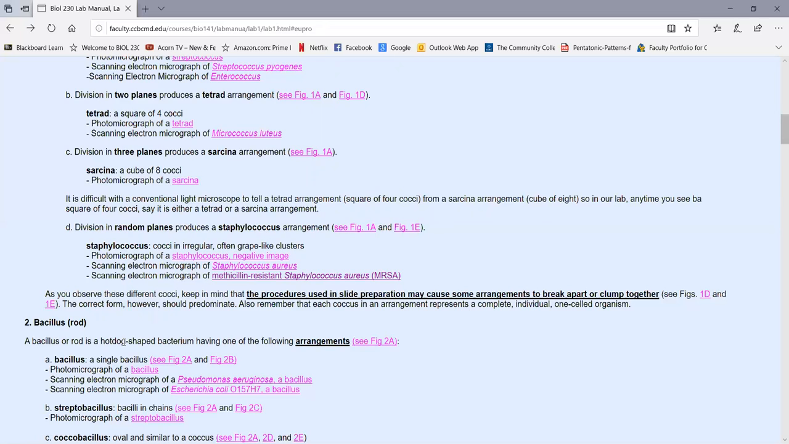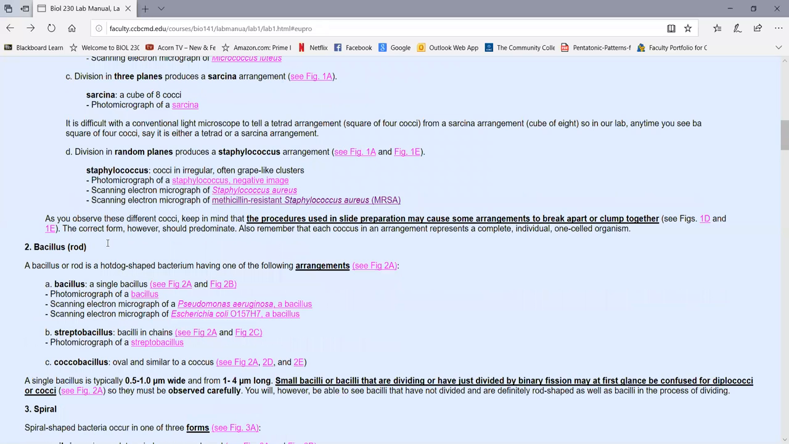So those are the cocci. And you need to recognize that the shape is coccus and then tell me what arrangement you see: diplococcus, streptococcus, tetrad or sarcina, or staphylococcus. And then you'll be measuring the diameter of a single coccus, not a cluster or a chain, but a single coccus. And again, a single coccus is usually about 0.5 to 1 micrometer in diameter.